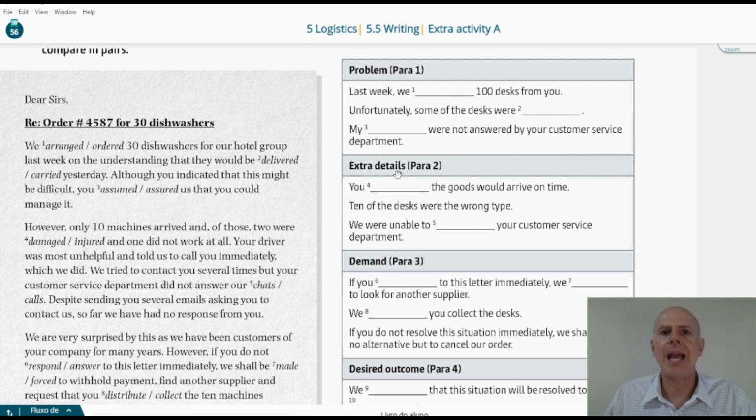All right. Extra details. The second paragraph is to show extra details about the problem. You assured us the goods would arrive on time. 10 of the desks were the wrong type. We were unable to contact your customer service department.